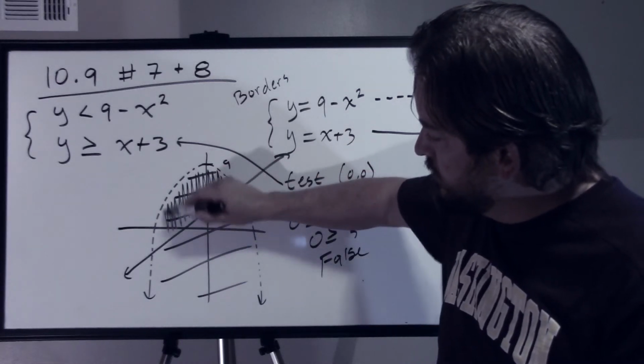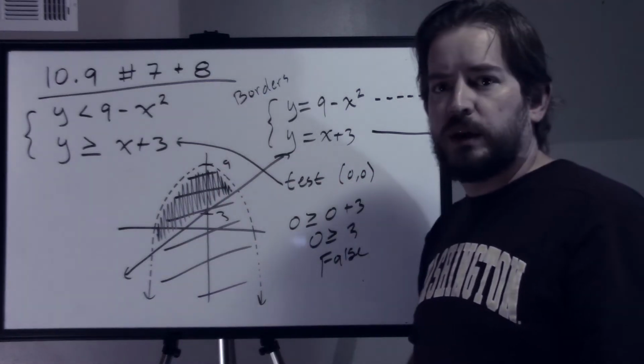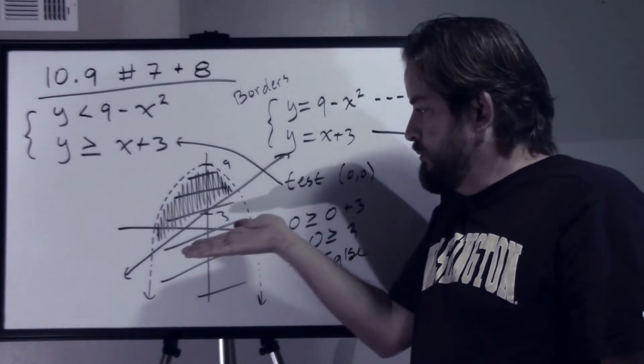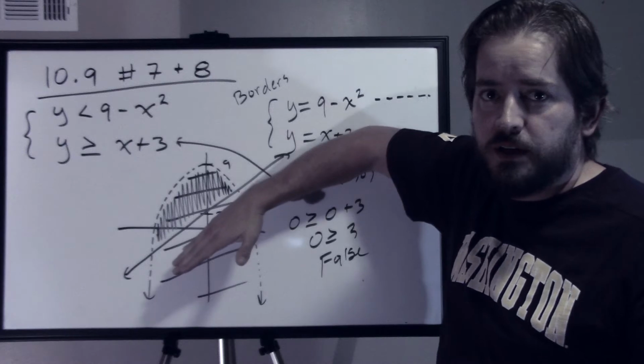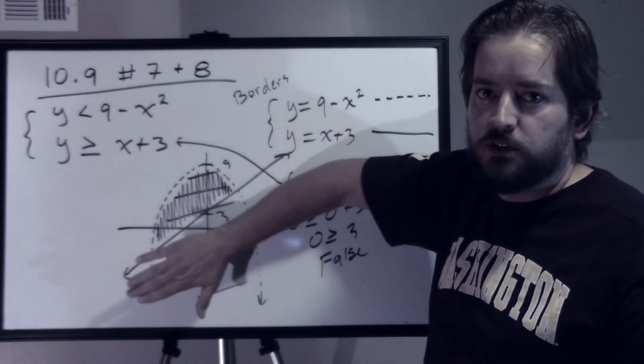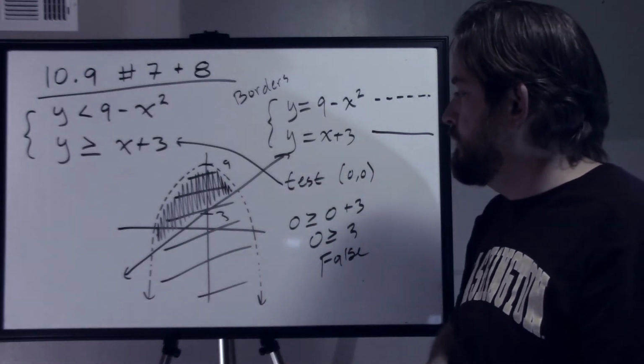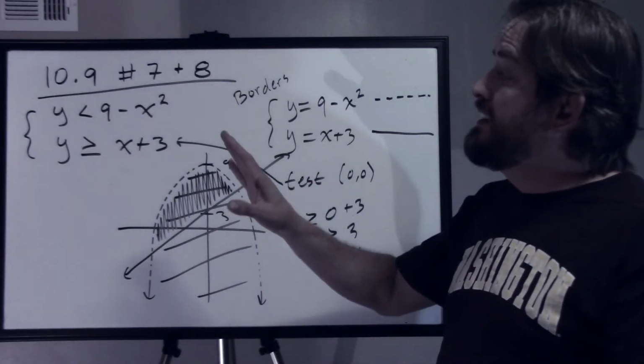And I know it's hard to see because the shading isn't the best on these markers, but it's this little shaded part right above here. Just ignore the rest of that junk. It's this right here. Right? All right. That answers 7.